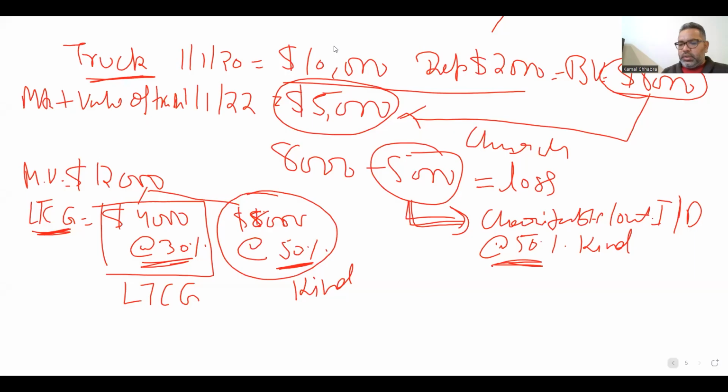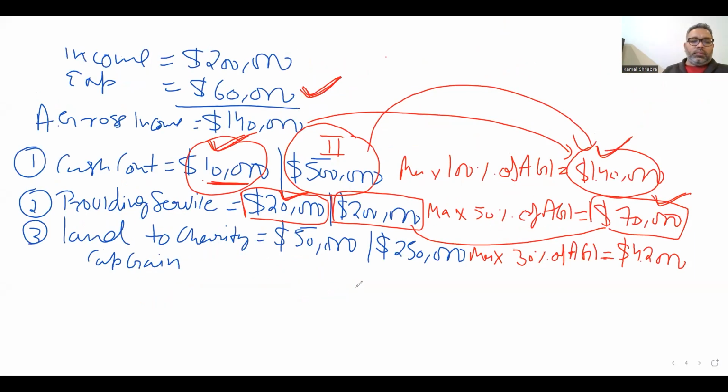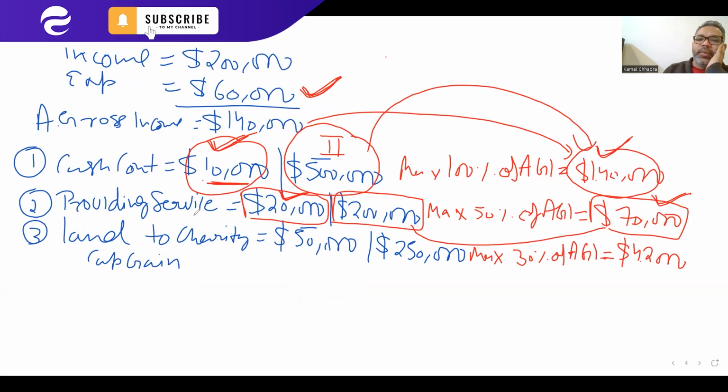So if you see here, the second one is providing services or in kind. Here we took an example of, let's say, accounting services which you have provided. The market value of that accounting service is $20,000, or another scenario we have taken is $200,000. For that, the maximum you can allow is up to 50% of the AGI.